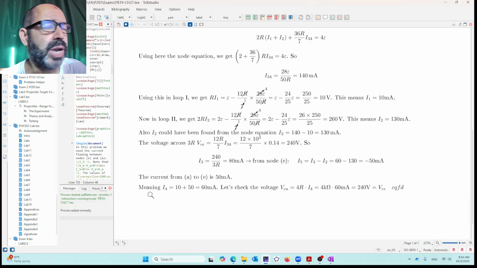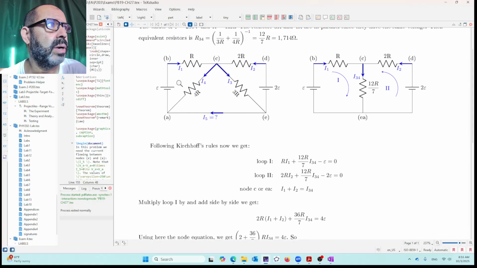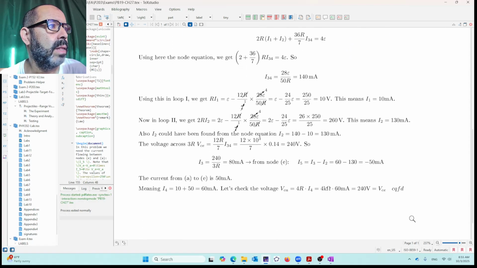Now, just to check, this is not required because we already answered the question. We say the current is from A to E and its value is 50 milliamp. That's the question that you were asked. But let's check to see how much the value of the current in I4 should be. The I4, remember, is where the 4R is sitting. So again, we just figured out that 50 is going this way, 10 is going that way, so 10 plus 50 should be 60 coming down, 50 of it is moving this way, and 10 of it is moving that way, and that should make sense. So that's what I4 should be. It should be 60 milliamp.